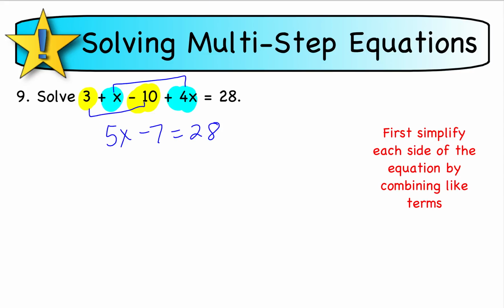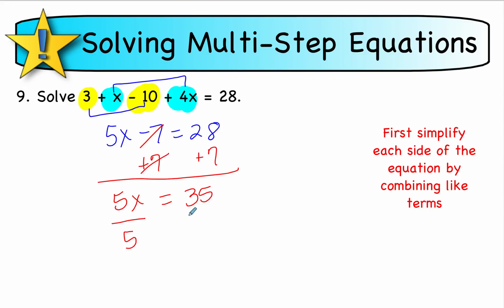So now we're ready to go ahead and do our inverse operations. We're going to add 7 to both sides. And after I add 7, these two cancel. I have 5x is equal to 35 on the right. 28 plus 7 is 35. X is being multiplied by 5, so the opposite is to divide by 5. Whatever I do on one side, I must do the same operation on the other. That leaves me with x equal to 7.